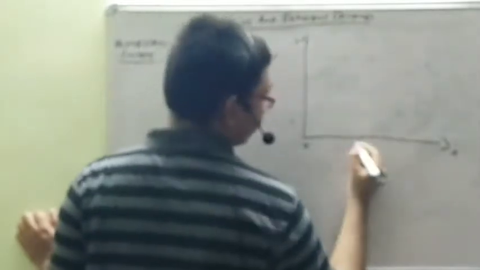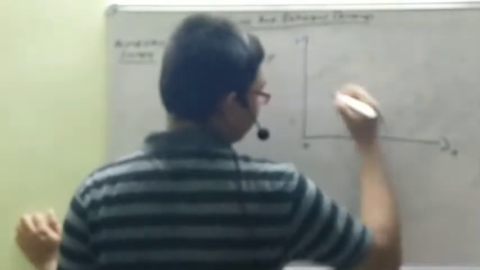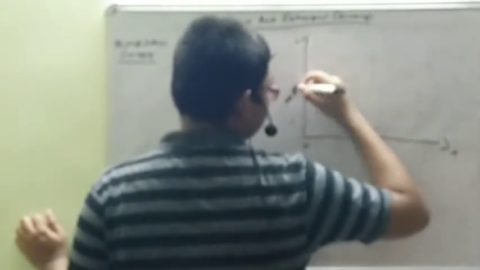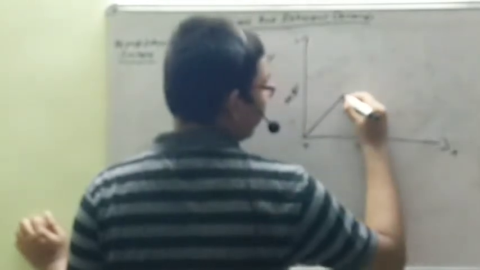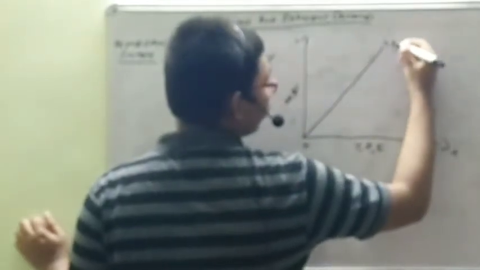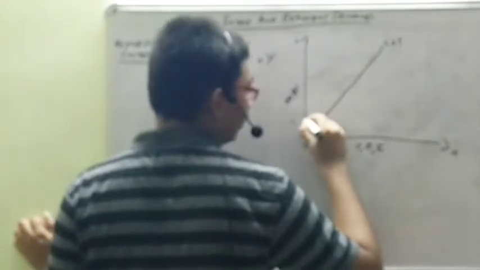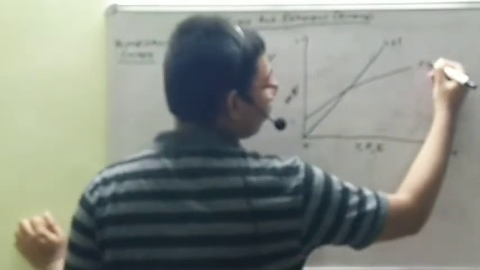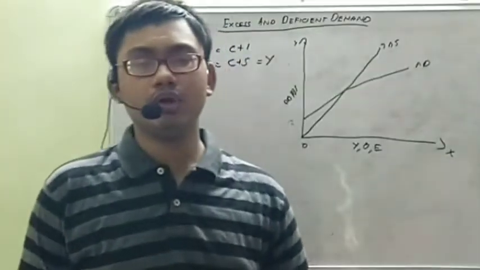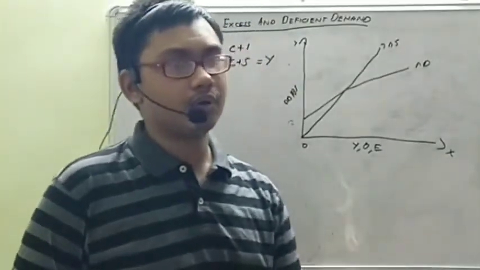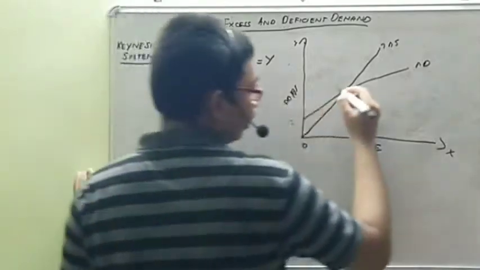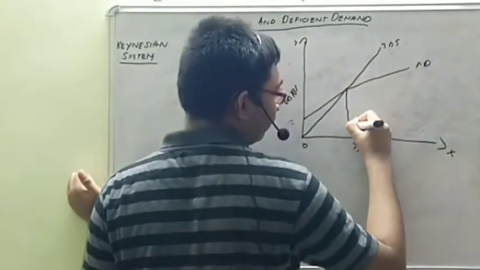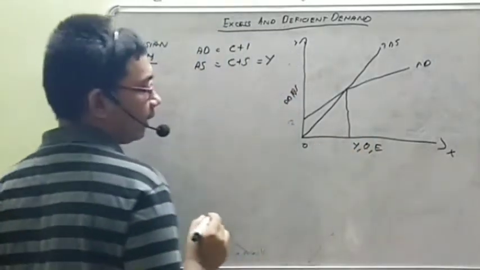Here Y is income, output, employment, on the axis with AD or AS. AS will be a 45-degree line originating from the origin. AD, however, will originate from a point above the origin, from a point on the y-axis. The equilibrium level of income will be obtained at the point where AD meets AS. This will be the equilibrium level of income, output and employment.